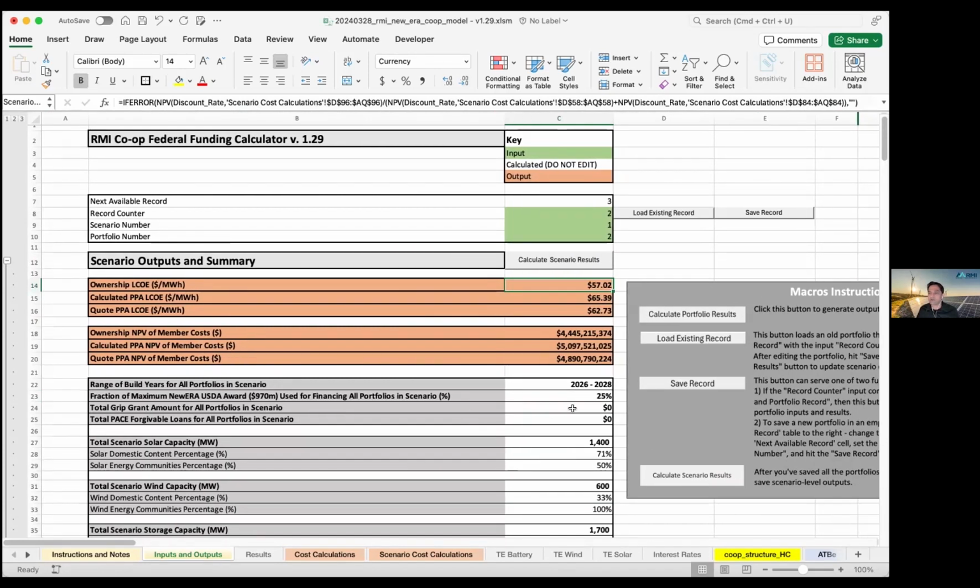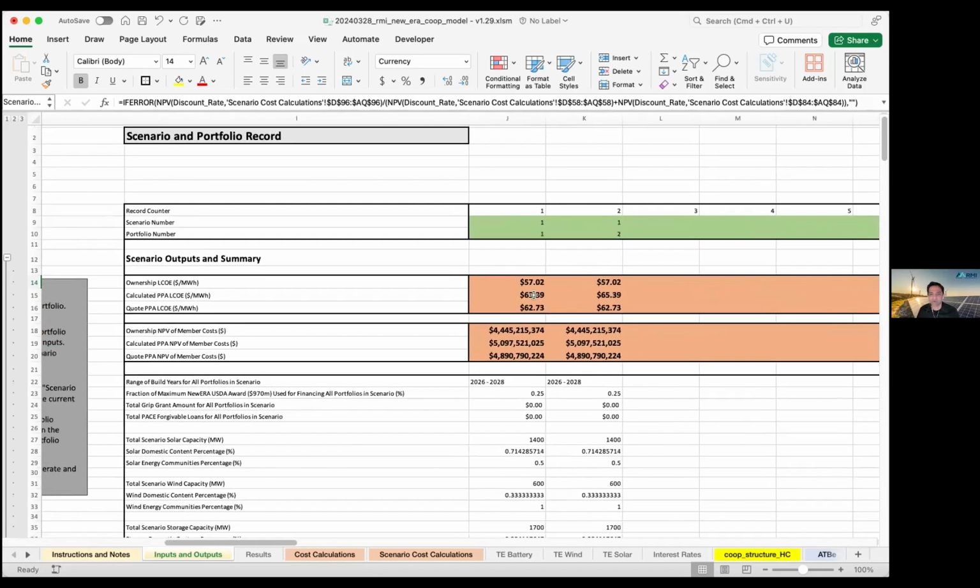So now, what else can you do with this model? We've defined a single scenario with two portfolios. However, you can also create additional scenarios to compare against this scenario. So for example, let's suppose we wanted to take this same portfolio of resources and construct a second scenario, but with different assumptions on which assets were able to achieve domestic content and which were not. So let's see how we would do that.